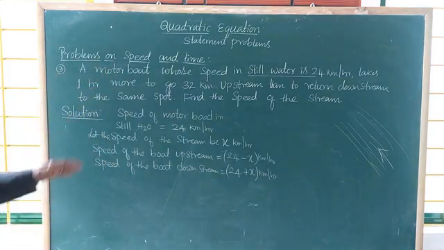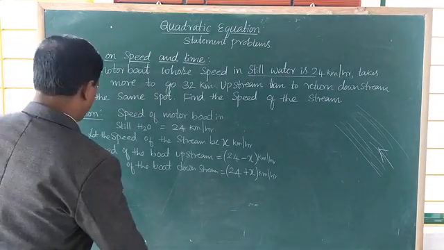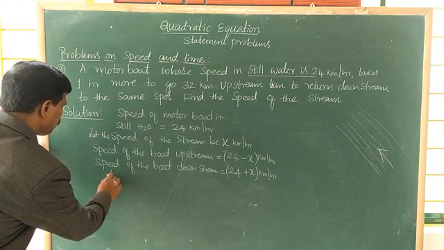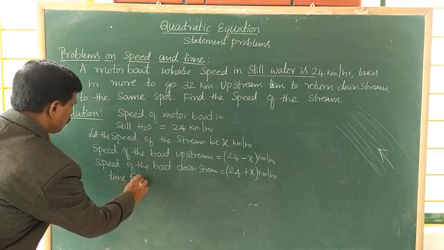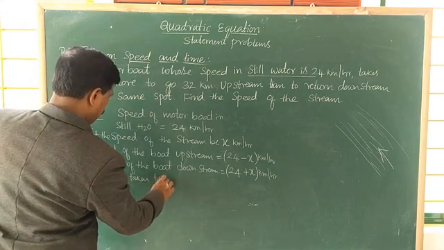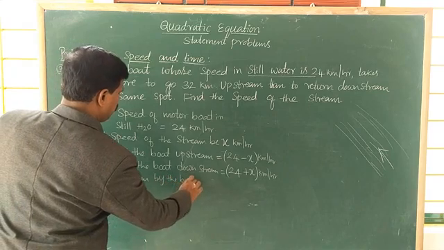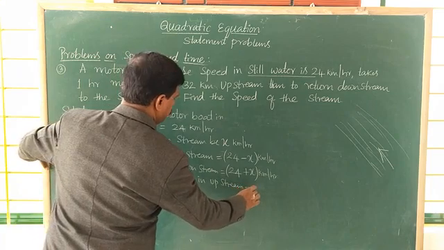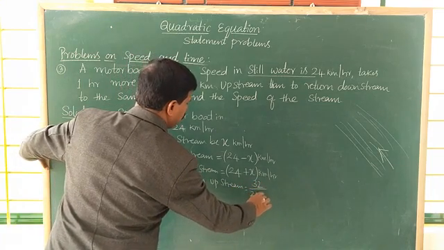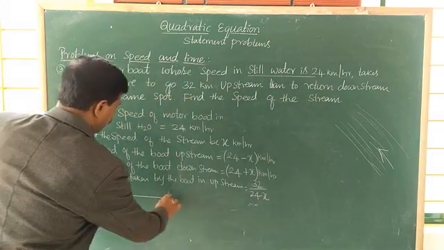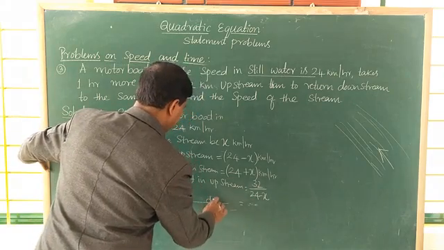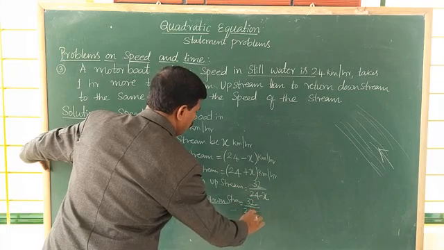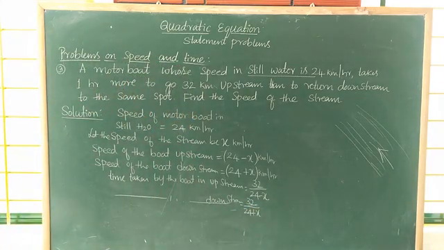Now the distance is 32 kilometer. So time taken, is it right? So time taken by the boat in upstream equals 32 by 24 minus x. Then time taken by the boat in the downstream equals 32 by 24 plus x. Clear?